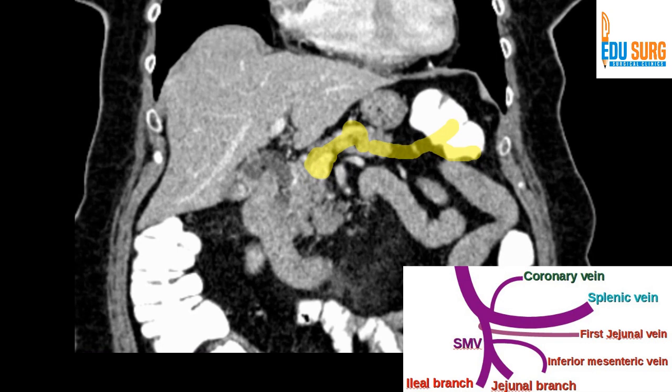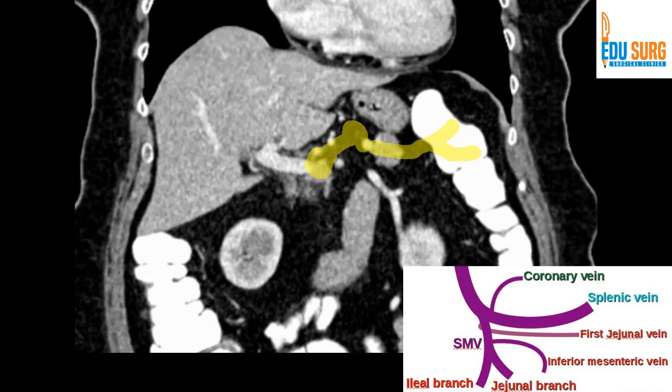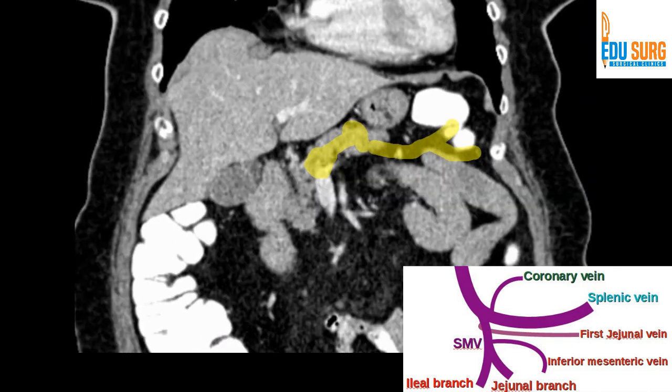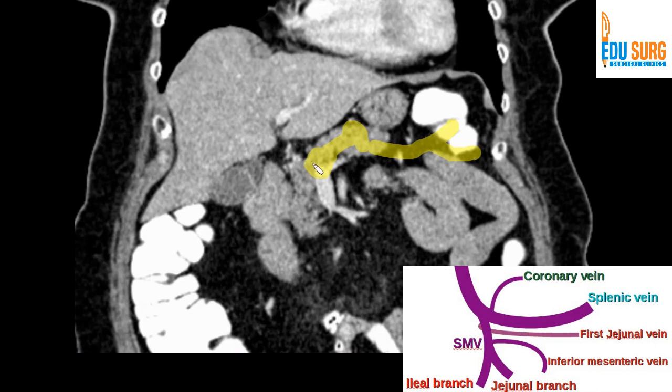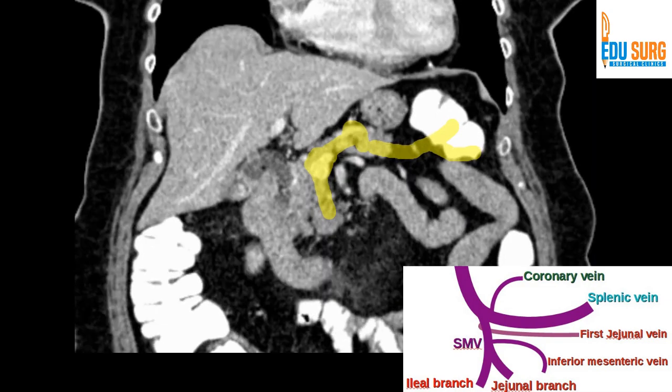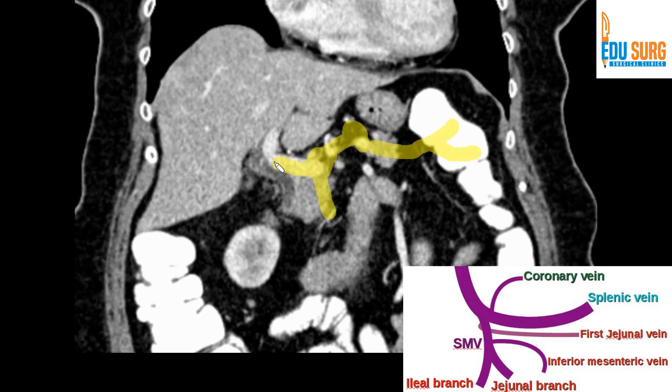So now let us trace the superior mesenteric vein. There, if we see, this is the superior mesenteric vein, right? So the splenic vein and the superior mesenteric vein. I will show you the tributaries of the superior mesenteric vein, but first we need to know how they form the portal vein, right?